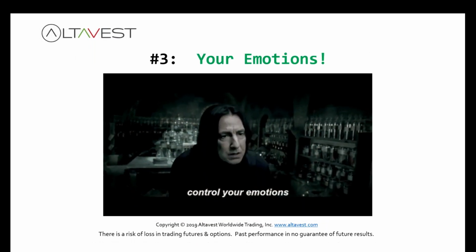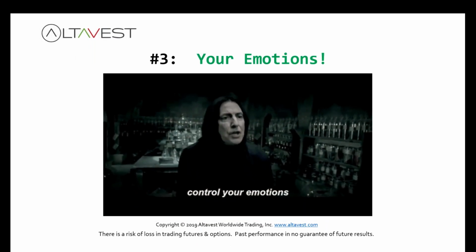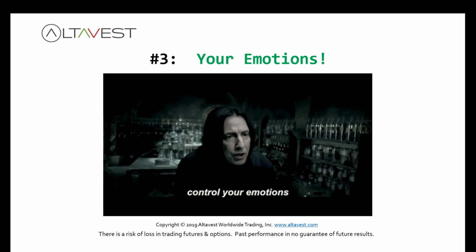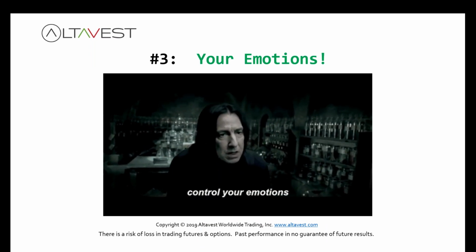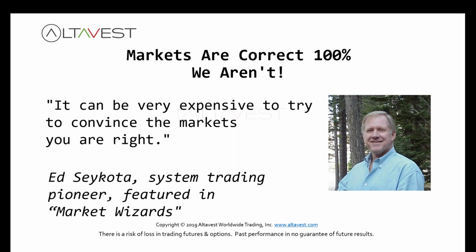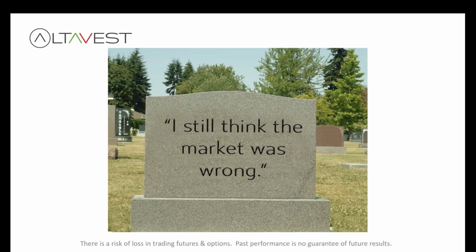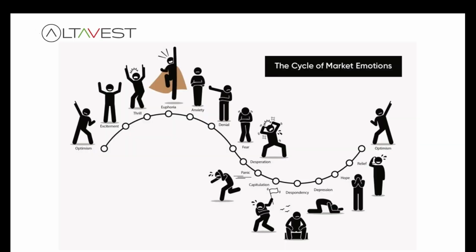And number 3, this is the third barrier. Emotions. I think this one probably is going to resonate with everybody across the board. Markets are always correct and we aren't. It can be expensive trying to convince the markets that you are right. If we can all remember that, maybe put it on our monitor, our screen, whatever it is, tie a string around your finger, I think that would go a long way towards helping keep a lot of us traders out of trouble. You don't want to end up like this. And we're going to jump into the demo here in just a few minutes, see if we can avoid that.